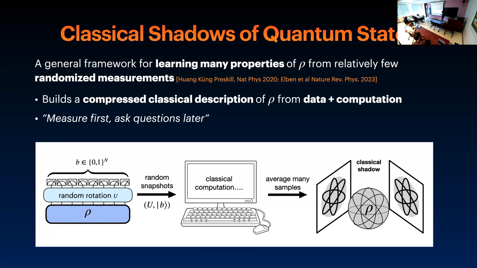Practically, how this works is we have this quantum state rho. We rotate it in some random basis, so this unitary U has to be specified. It comes from some ensemble that we get to choose. After this rotation, we go in and measure all of our qubits in the rotated basis, and we get some outcome. We then feed this data, both the choice of the basis and the outcome, to a classical computation. This produces a description of the state that we can later use to try and get answers to different questions that we haven't directly asked in this construction.